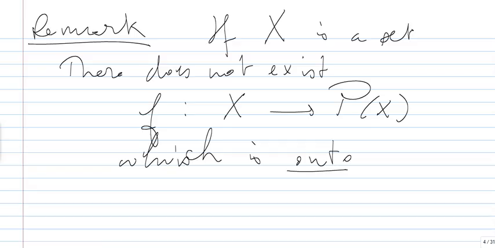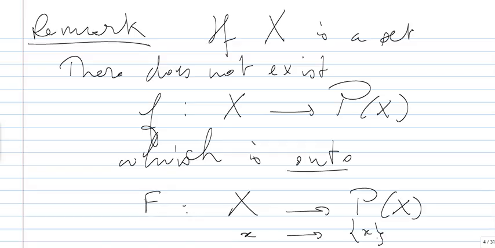Of course, we do have a one-to-one map. So X can be embedded into P of X in a one-to-one way: for every little x, we consider the singleton {x}. So this is one-to-one. What's not true is that we cannot find an onto map from X into P of X. So, in other words, P of X has a subset which has the same cardinality as X, but it's bigger. So basically, P of X is strictly bigger than X.